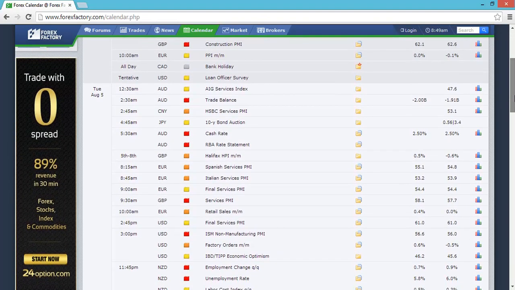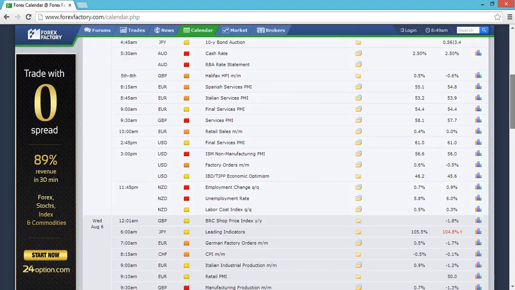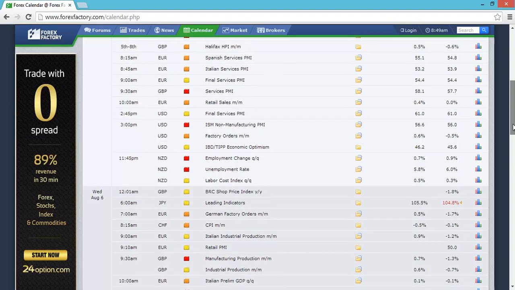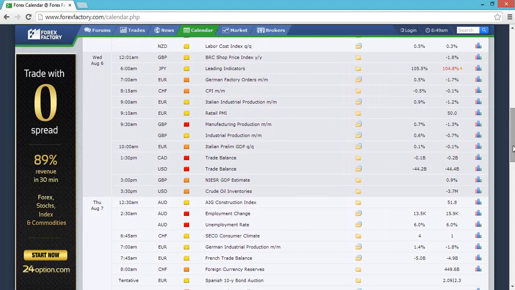Tomorrow we have some more overnight data. So we've got the Australian trade balance, we've got the cash rate and the RBA rate statement out from Australia as well. At 9:30 GMT we've got the UK services PMI this time. At 3 PM with the US ISM non-manufacturing PMI, and in the evening for anyone who trades the New Zealand dollar, we've got the employment change quarterly figures and the employment rate numbers as well. And then on Wednesday, more UK data, so at 9:30 am with the UK manufacturing production month-on-month numbers. At 1:30 with the Canadian trade balance and the US trade balance.